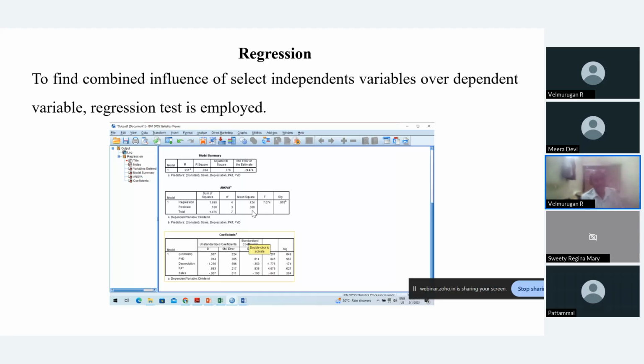I will quote an example. Assume you are a salesman, a producer or manufacturer. The main goal of the manufacturer is profit. Profit can be increased by increasing sales. Let me assume your ambition is to increase the sales.